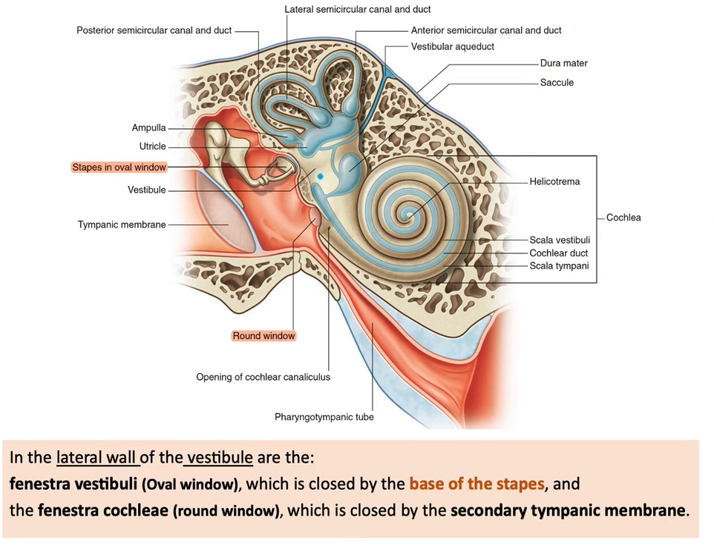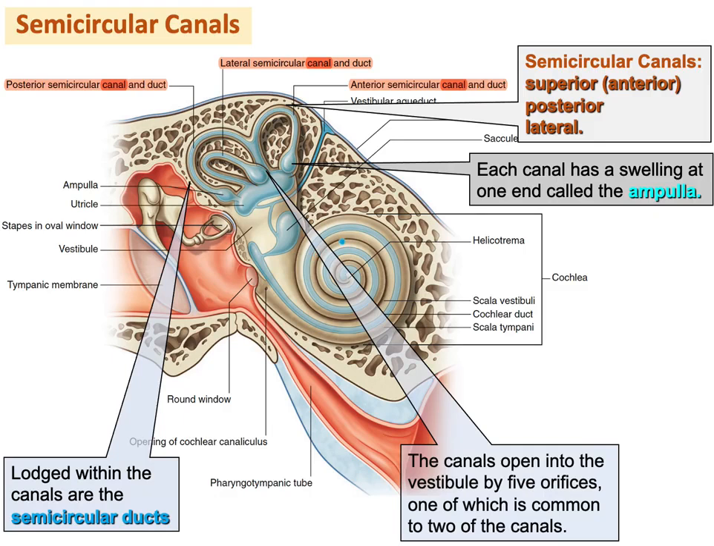As you see, this is the inner ear, this is medial and this is lateral. In the lateral wall of the vestibule, there is an opening, the first one, which is the oval window, closed by the base of the stapes, right? And below it you have the round window, which is closed by the secondary tympanic membrane, and we explained that already.